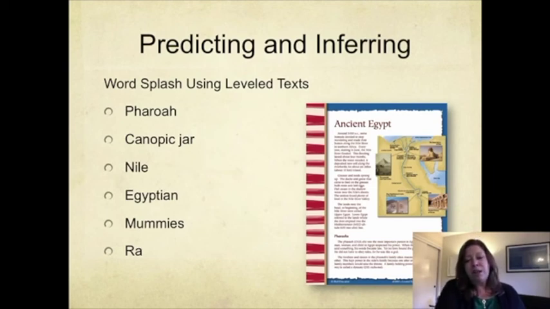Predicting and inferring strategies, an additional one is this word splash, and you can use it with leveled texts. This is an advanced example, but again, it shows giving the students multiple vocabulary words, giving them a text, and actually trying to infer what that text is about based on that.